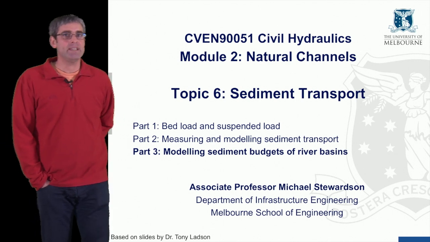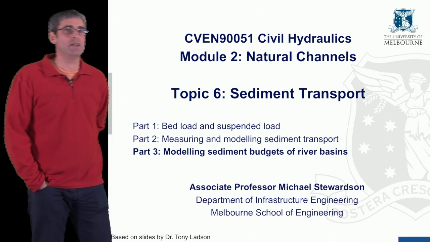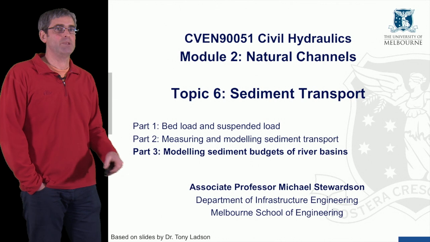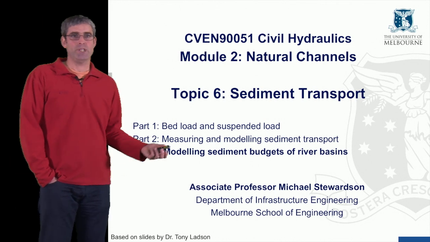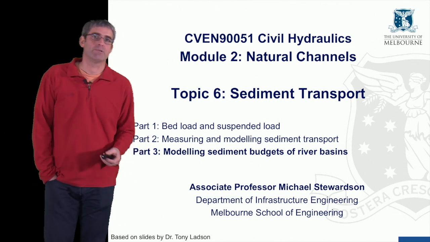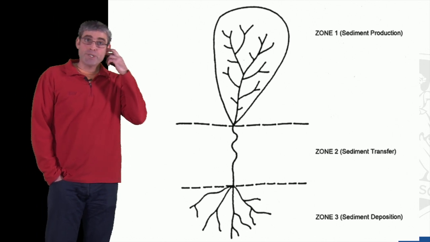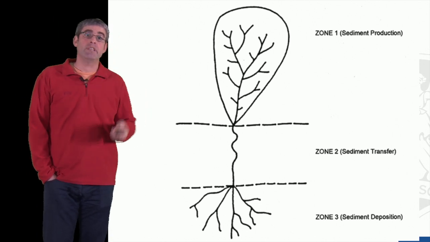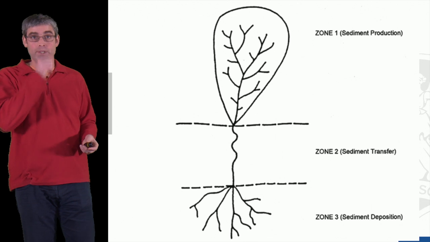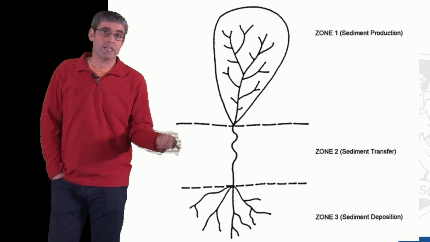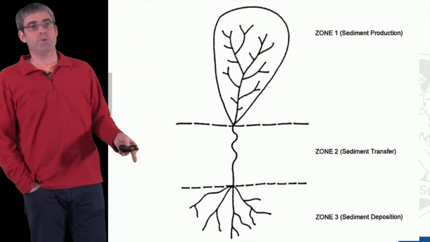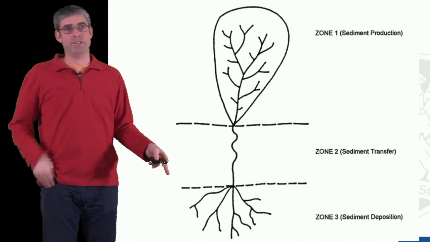Okay, in part three of this video we're going to talk about modelling sediment budgets within a river basin. So this falls within the topic 6, sediment transport of natural channels module. Now remember this fluvial system here, which gives the three zones within a river catchment. We have the sediment production zone, the sediment transport zone, and the sediment deposition zone.